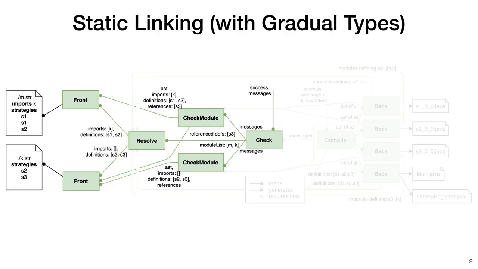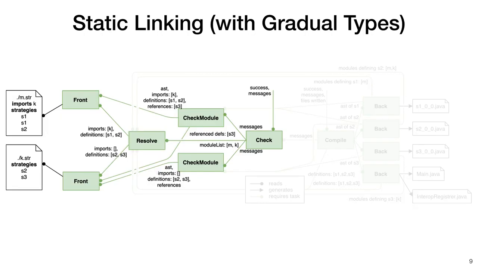The check module task for K is simpler because there are no imports to follow. The actual checks inside check module are done by code from the new gradual type system for Stratego.